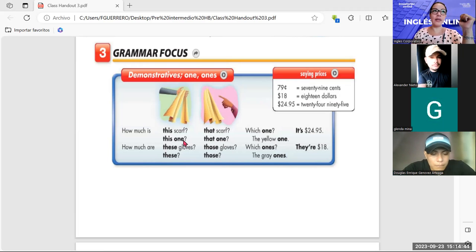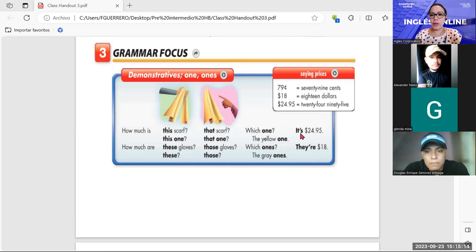Entonces, el one se utiliza para singular y si fuera plural, ones. ¿Ok? How much are these gloves? Which ones? ¿Cuáles? Siempre el ones refiriéndose a los gloves. Eso es para evitar repetición. So remember, si queremos evitar una repetición usando el demostrativo, en singular sería one y para plural ones.